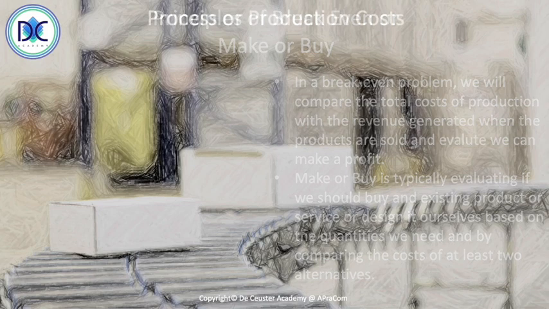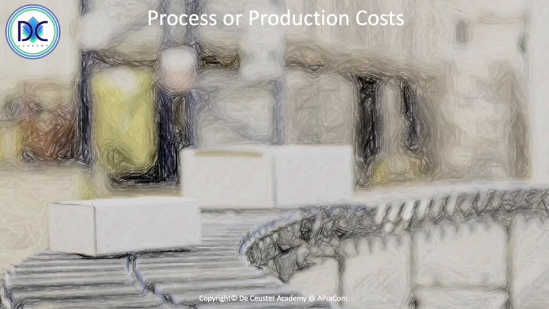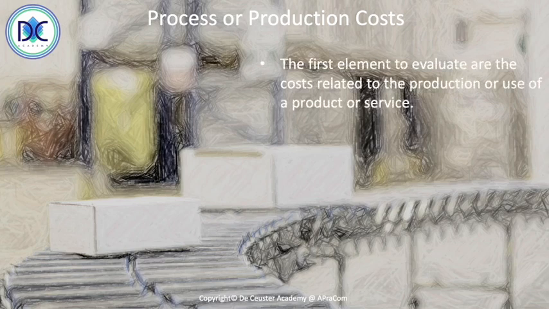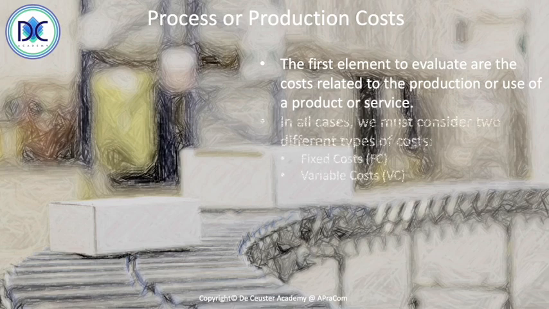When we look at the make or buy or the break-even point method, we have to evaluate the process or production cost. We want to understand what are the costs related to the production or the use of a product or a service. In all cases, we will evaluate two different types of costs. We have always the fixed cost and the variable cost.